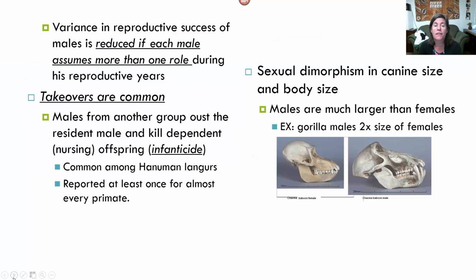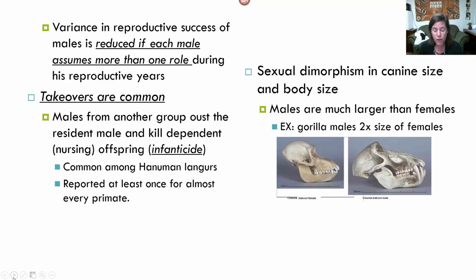The variance in the reproductive success of these males who participate in a polygynous social system will be reduced if each male assumes more than one role during his reproductive years. That is, if some years you're in an all-male bachelor band, and other years you're in a single-male multi-female band. If the type of social group you're in changes over your lifetime, the variance in reproductive success between males will also be reduced.